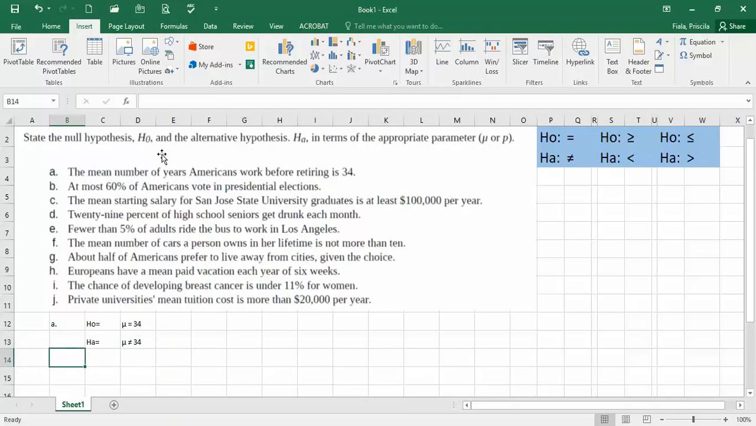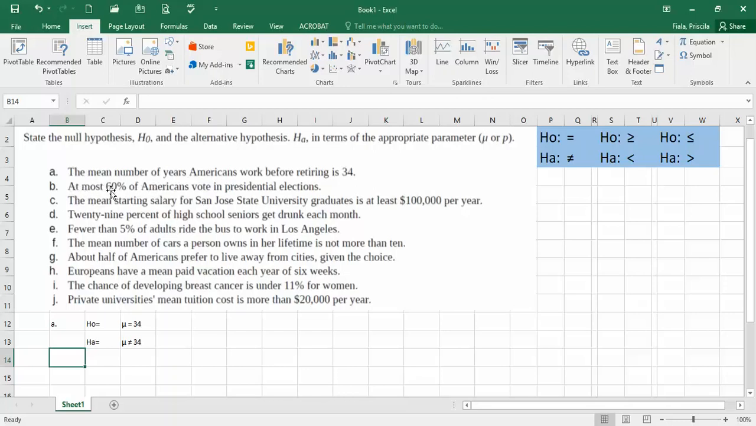Let's try now B. So we're talking about at most 60% of Americans vote in the presidential elections. First of all, we're talking about a percentage. Every time you're talking about percentage, if you remember from the previous chapters, we're talking about a proportion. So we know that this statement refers to a proportion. So we are testing a single proportion.